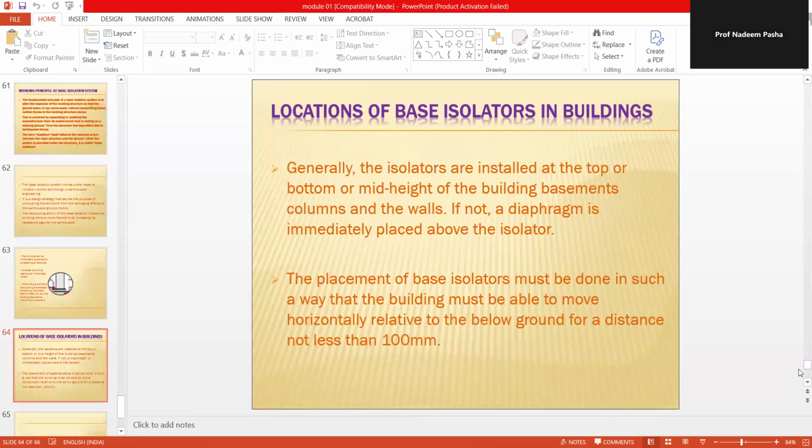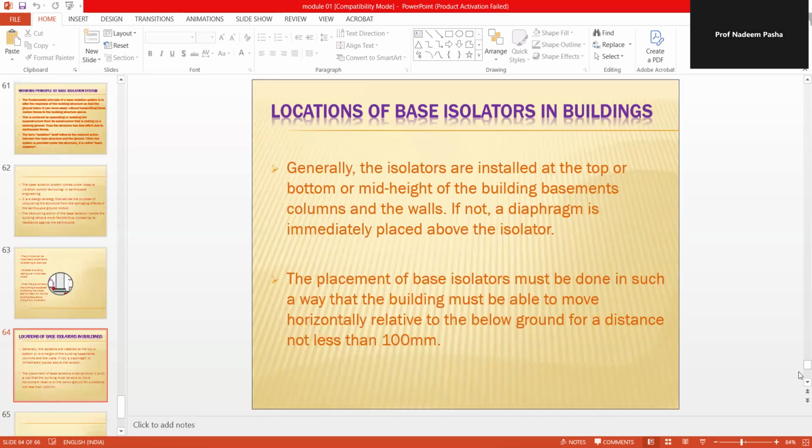Locations of base isolators in building. Generally, the isolators are installed at the top or bottom or mid-height of the building basement columns and the walls. If not, a diaphragm is immediately placed above the isolator. The placement of base isolator must be done in such a way that the building must be able to move horizontally relative to the below ground surface for a distance not less than 100 mm.